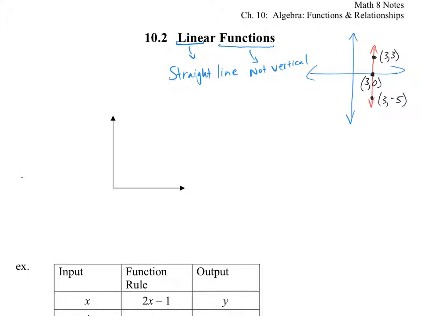Good? So this section only has a couple little tidbits in it. That's going to be one of the tidbits: linear functions are straight lines that are not vertical.